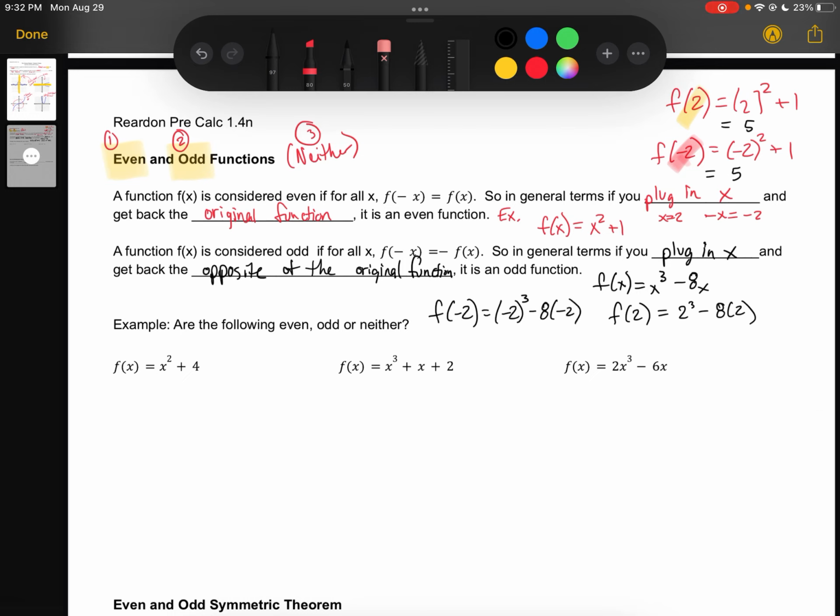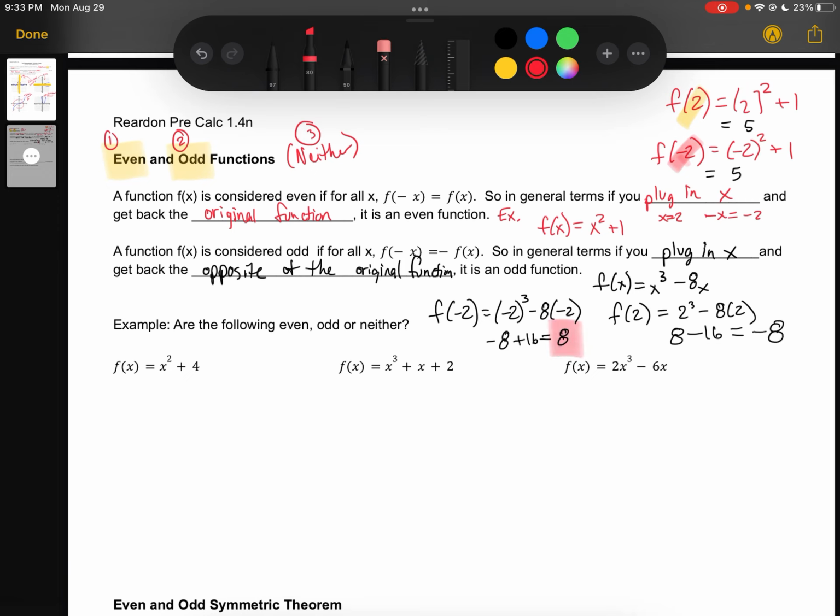The thing to be careful about with cubes is negatives don't cancel. There's 3 of them, so the negative actually stays. So negative 2 to the third power is negative 8, and then negative 8 times negative 2 is positive 16. So that gets us a final answer here of 8. For f of 2, if we have just 2 to the third power, that gets us 2, 4, 8. And then minus 8 times 2 is negative 16, which gets us negative 8.